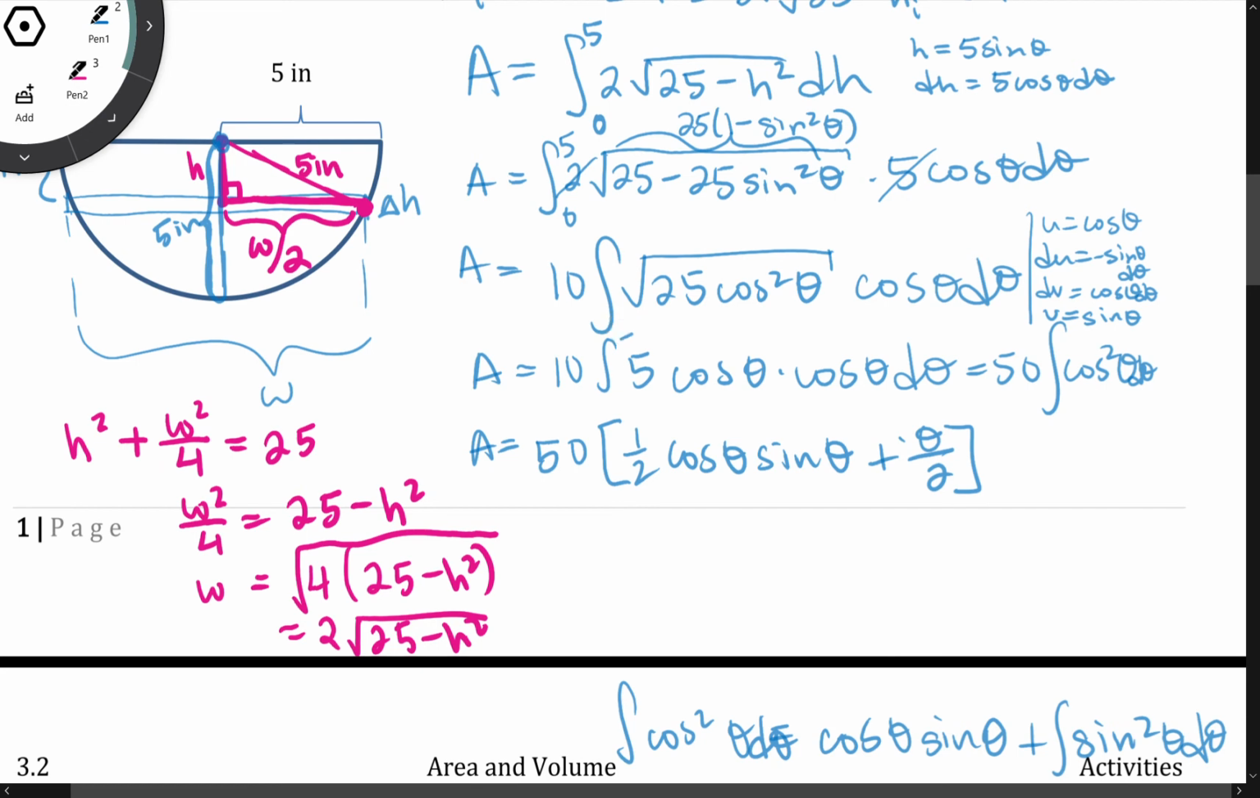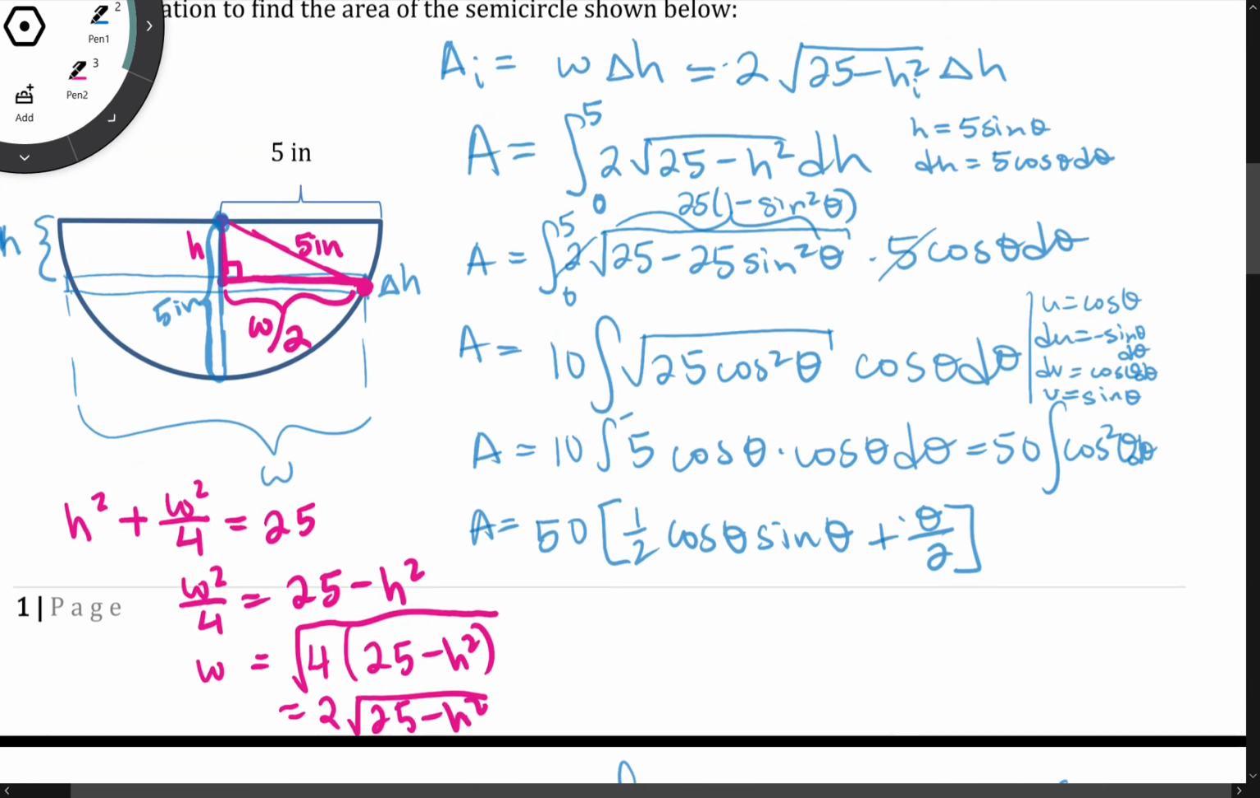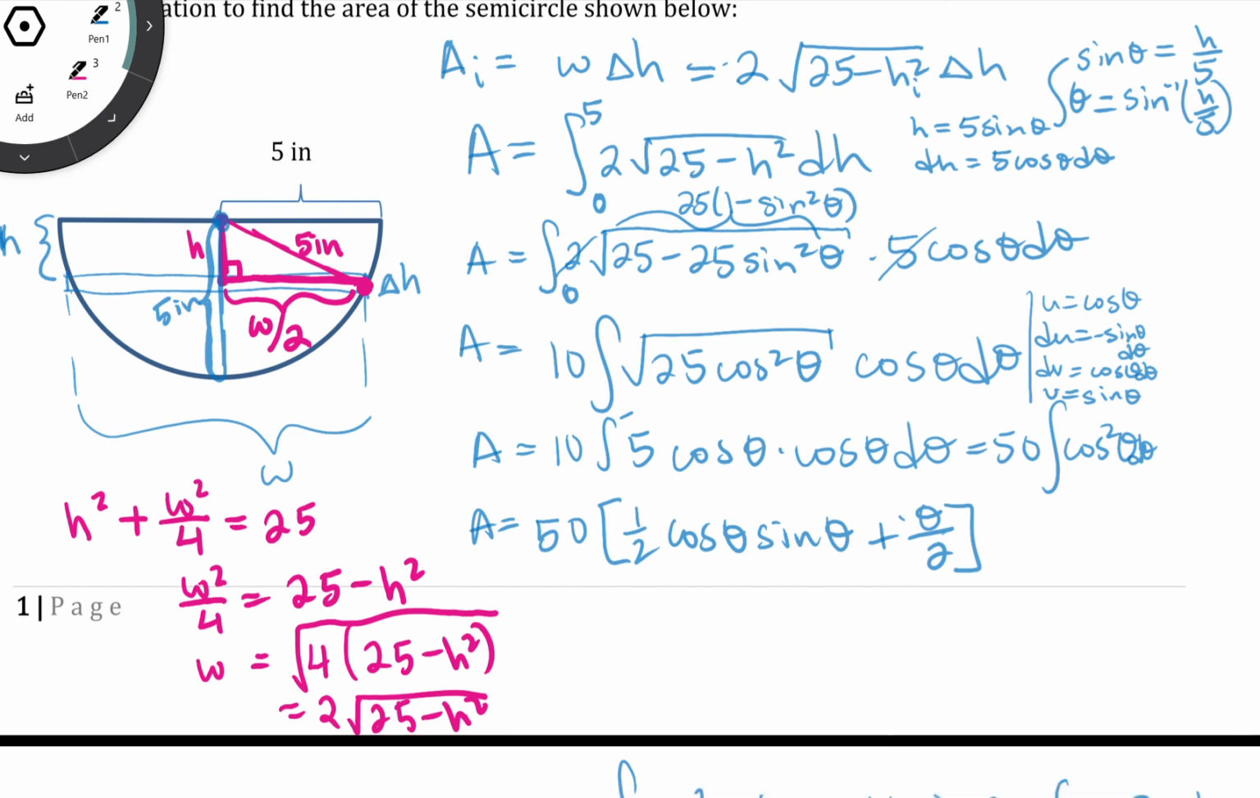Okay, so let's look at what we have. We have h equals 5 sine theta, which means sine theta is equal to h over 5. So theta is inverse sine of h over 5. What did we start with? If h is starting at 0, then theta is going to be the inverse sine of 0, which is also 0. Where are we going now? We're going to 5. So if h is 5, then theta is equal to the inverse sine of 1, which is going to be pi over 2.